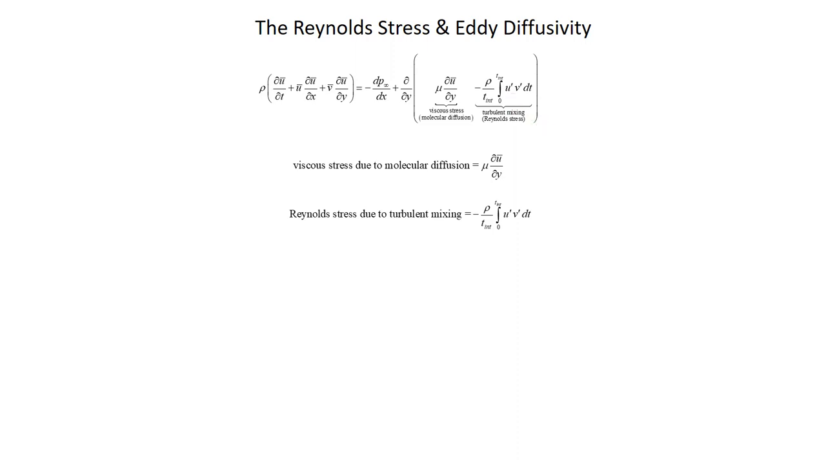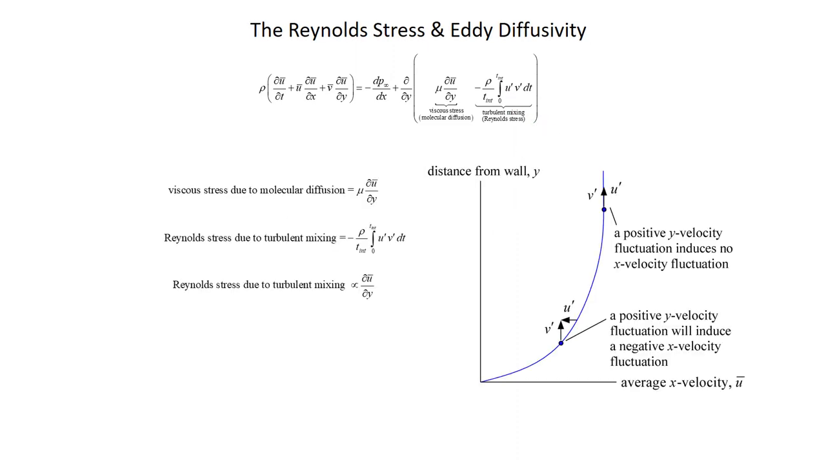So we talked about how when we have a velocity distribution like we have here, if I have a positive y velocity fluctuation, what that means is I'm going to take a big hunk of fluid that has a relatively low u velocity, and I'm going to move it out into a region of the flow where the u velocity is higher, and that's going to initiate a negative fluctuation in u. So these two things are related to one another, right?